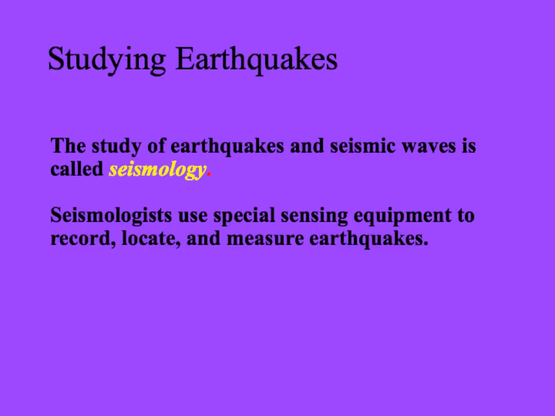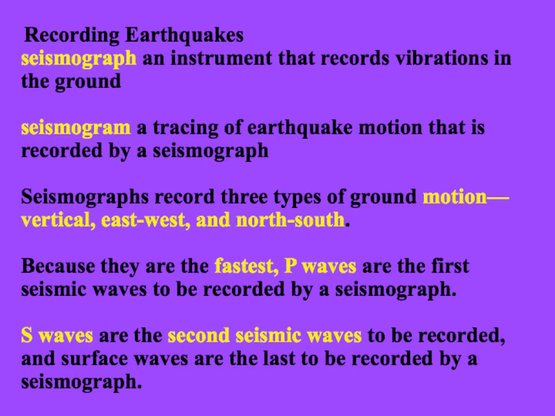And what we do with this knowledge of these waves is we perform a science called seismology, which is the study of earthquakes and seismic waves. And then the person who does it is a seismologist, and they try to locate, record, and measure earthquakes. The instrument we use is a seismograph. There's that prefix again: seismograph, seismologist, seismology. And the actual piece of paper, the actual piece of data we look at, is called a seismogram.